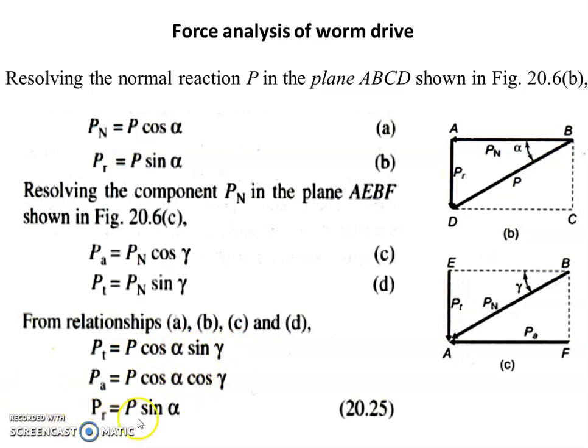And at the same time, the radial component of force is P sin alpha. Is it okay? So PR is equal to P sin alpha. This is equation B. So the tangential component, axial component and radial component of forces are given with the help of these equations. Is it okay?